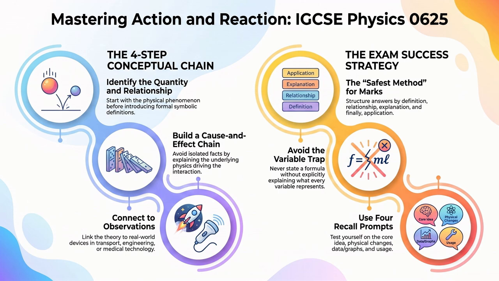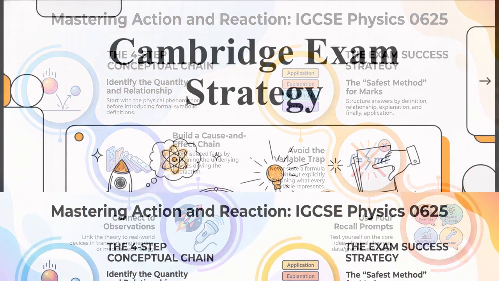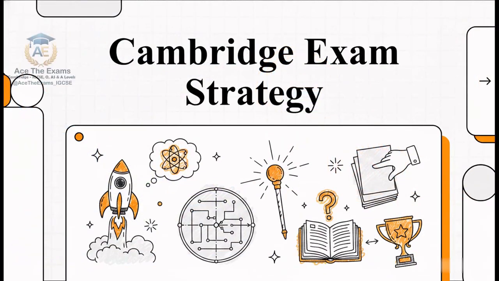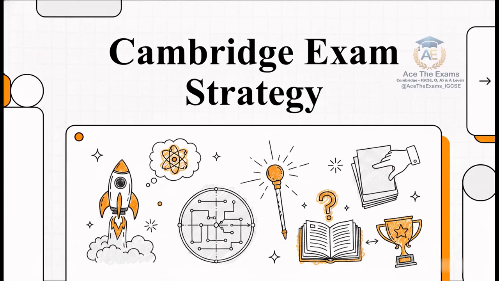Welcome to this explainer, where we are going to completely transform you from a raw memorizer into an absolute Cambridge Physics 0625 master. We're going to achieve this by using what I like to call the ultimate structural spell for mastering action and reaction. Seriously, if you have ever sat there staring at a blank past paper, feeling like you know all the physics facts but you just have no earthly idea how to string them together to get those elusive top marks, you are in exactly the right place.